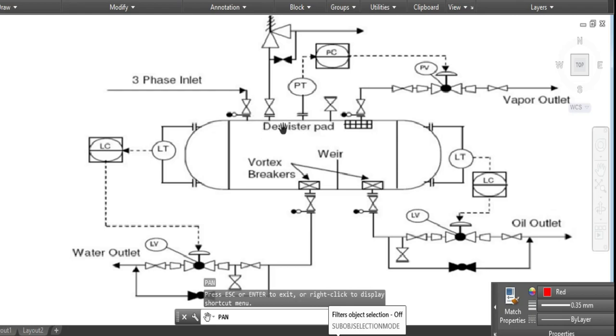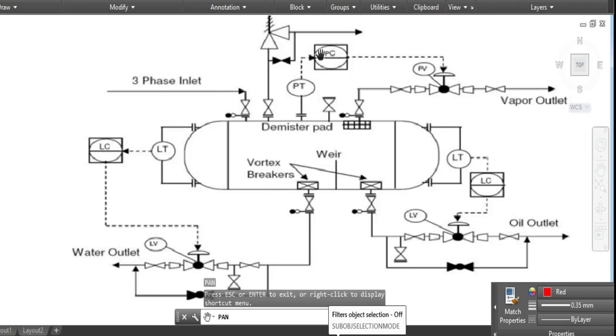As you can see on the diagram, there are a lot of different types of instrument components. This one is LT, or level transmitter, and this side is LV, the level valve. This is the level transmitter, pressure valve, and then pressure transmitter. And this is also the level controller, and this is the level controller, and this is the pressure controller. So let us discuss a brief explanation of this horizontal vessel in this P&ID drawing.